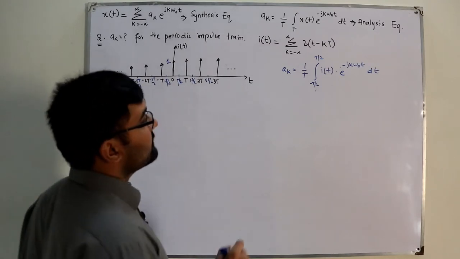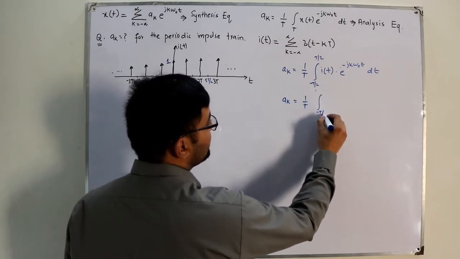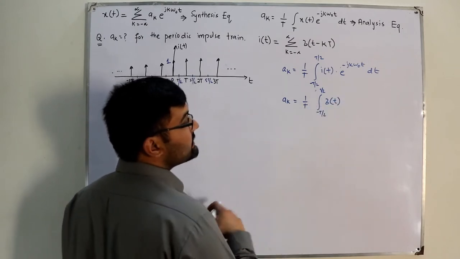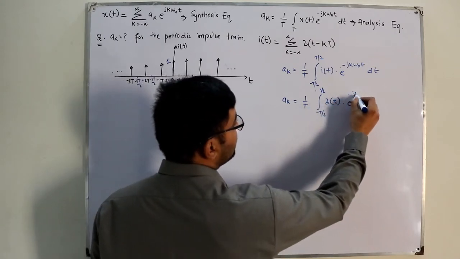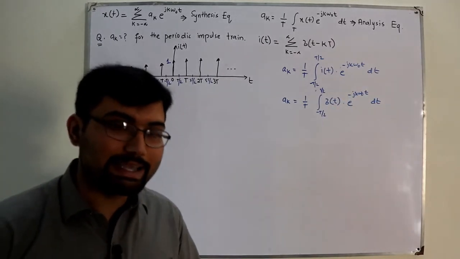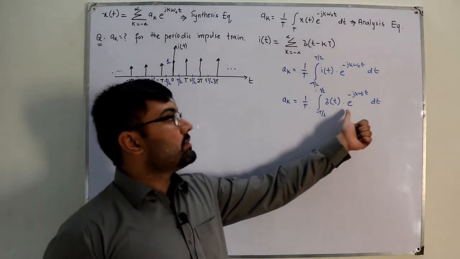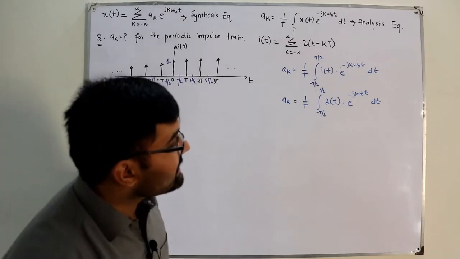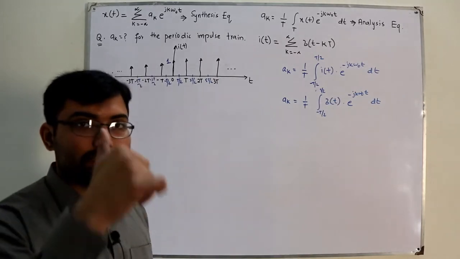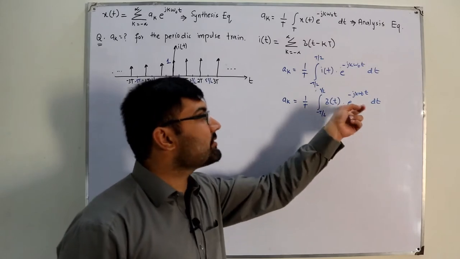So I would write that my AK is equal to 1 upon T, integral from negative T by 2 to positive T by 2. I have only an impulse, which is located at t equal to 0, and this is multiplied with this particular thing and then integrated. Now you know from the sampling property, the area property, that under integration, if there is an impulse multiplied with another signal, you take the value of the argument of impulse equal to 0, and the value of the integration is the value of the other function at that value of t.